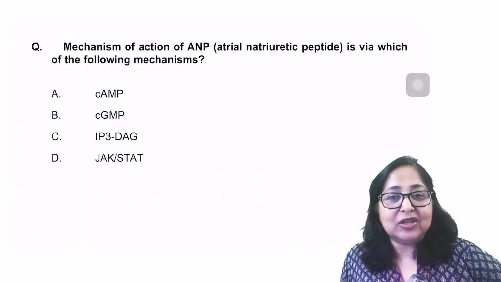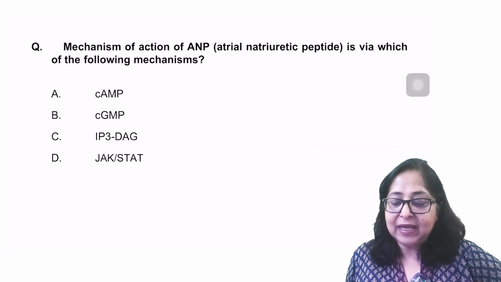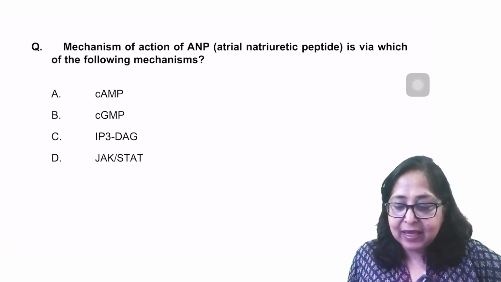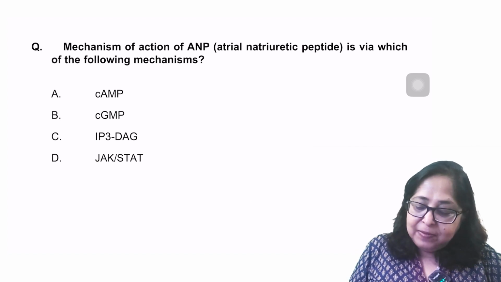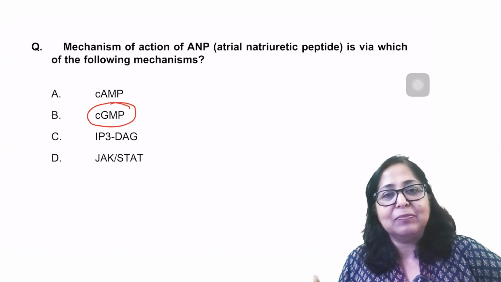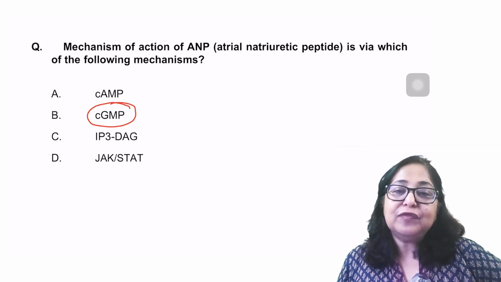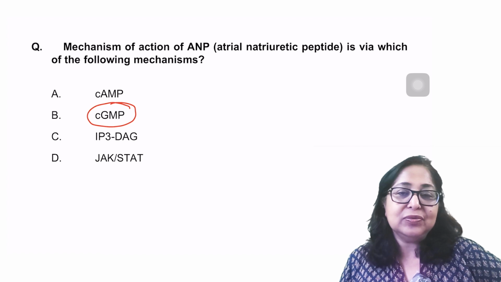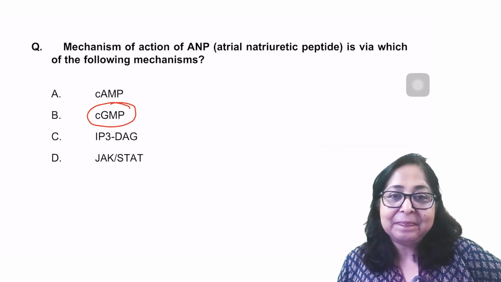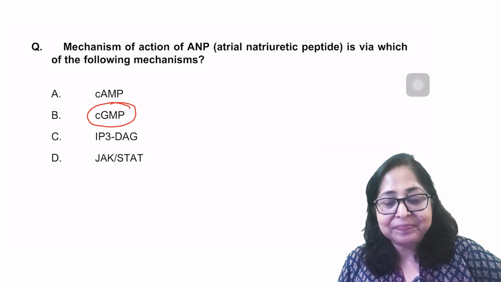Let's have a look at the next question. Mechanism of action of ANP, atrial natriuretic peptide, is via which of the following mechanisms? Now, ANP uses cyclic GMP as the second messenger. This is something, again, which you have to remember. The second messenger for ANP, in fact, the only hormone which is using cyclic GMP is ANP and BNP, brain natriuretic peptide. So this becomes a very simple question.